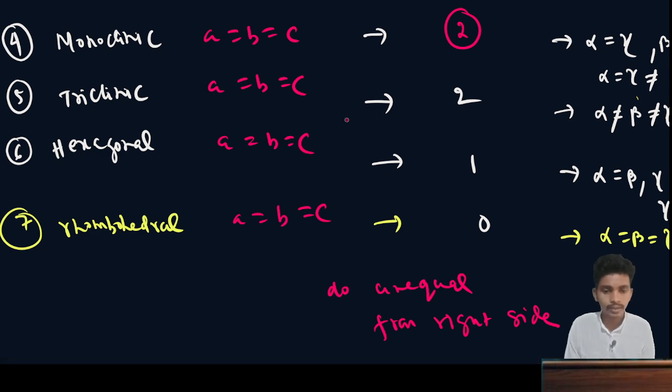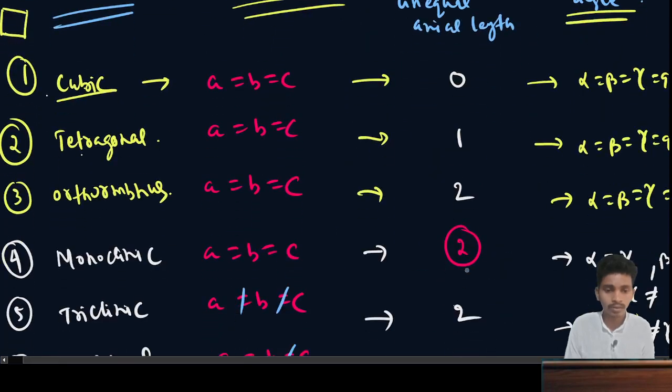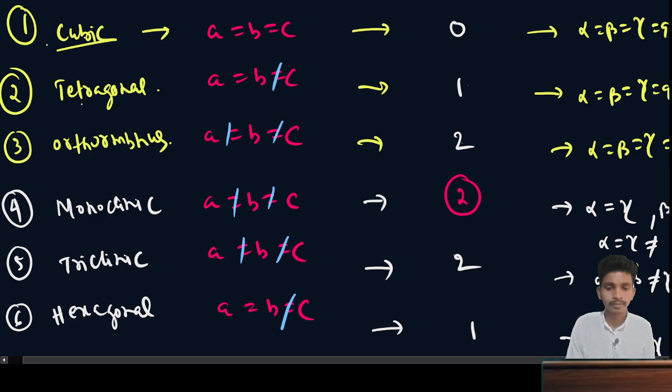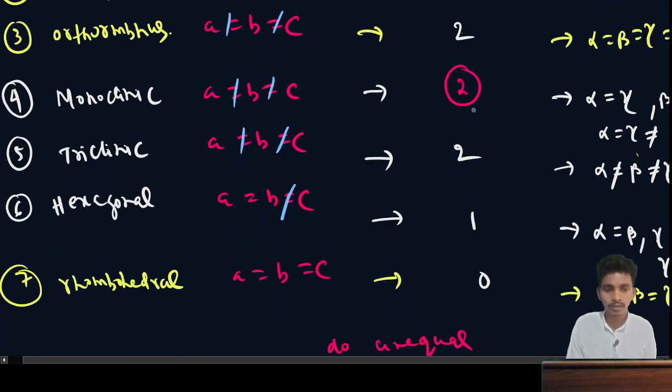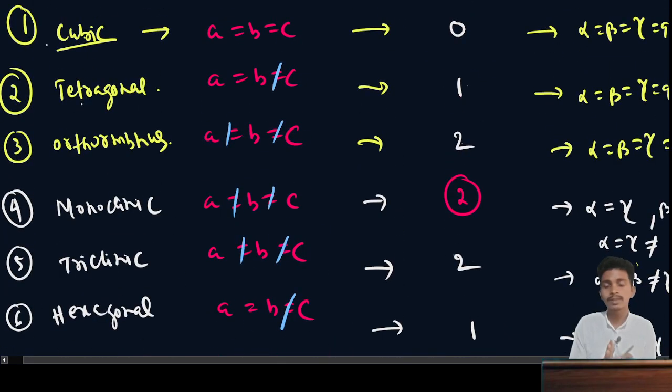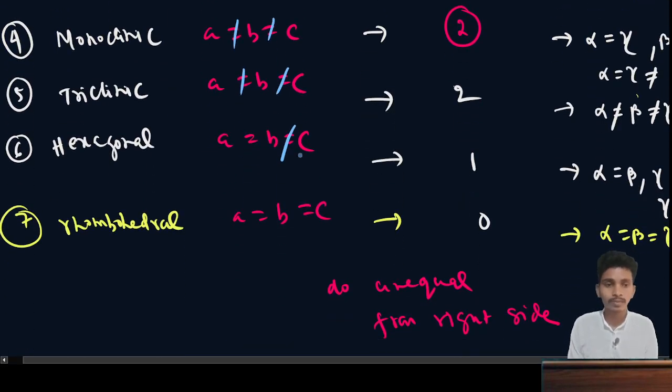Here 0, so I will not do anything. Here 0, 1, so from the right side unequal 1. Here 2 from the right side. Here also 2, and here also 2, and here 1. This is the axial length for unit cells and interfacial angles. So this is the classification of unit cells based on axial length and interfacial angles. In the previous class we discussed more. Today, after this, thank you.